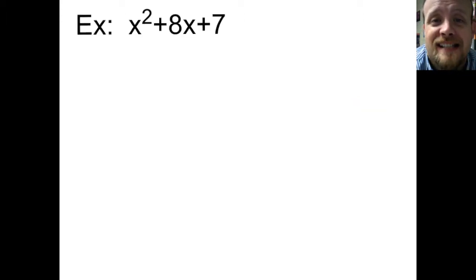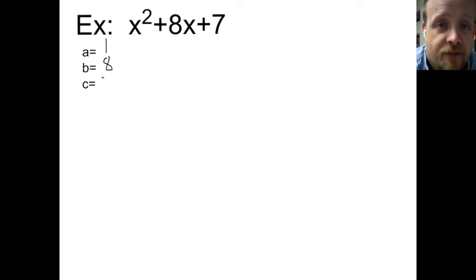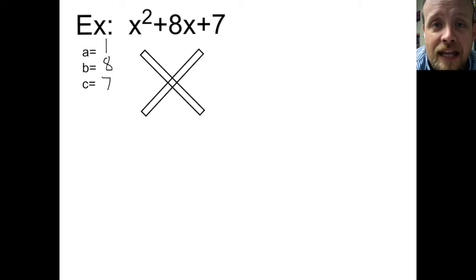So here's our example, x squared plus 8x plus 7. As we go ahead and start, we find our a, b, and c values. So our a is 1, our b is 8, and our c is 7. We can go ahead and do our x method. We get a times c on the top, which is 7, our b on the bottom, which is 8, and we just have to look for those factors that are going to multiply to 7 but add to 8. Real quick, that should come out to be positive 1 and positive 7.